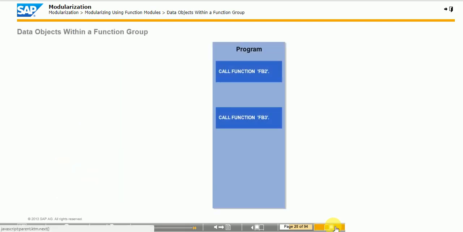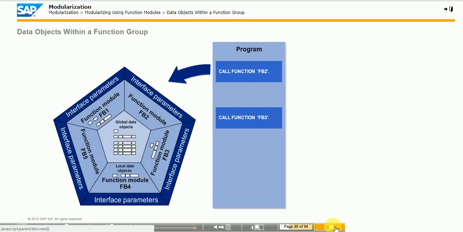When a program calls a function module, the corresponding function group is loaded and the function module is executed. The function group remains loaded in the working memory until the calling program is closed. When you call another function module of this group, it is processed without being reloaded and with the same global data of the function group.